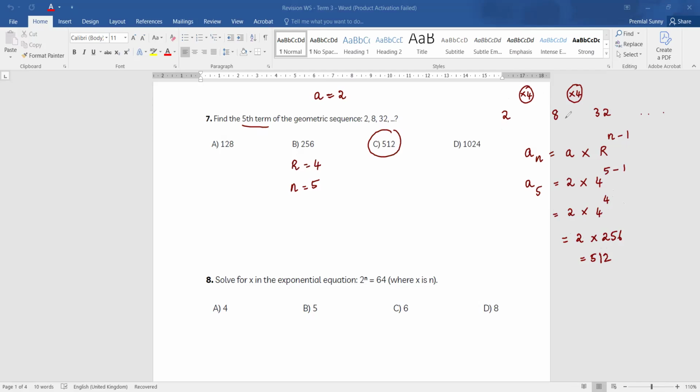So this is pretty much straightforward, simple. You just need to know the formula to find out the nth term of a geometric sequence. A, R, and n are the values that you need to find out. A is the first term. R is the number that we repeatedly multiply to get the next term in this sequence. And n is the number of terms, here the fifth term, so n is 5. Now let's move on to the next question here.